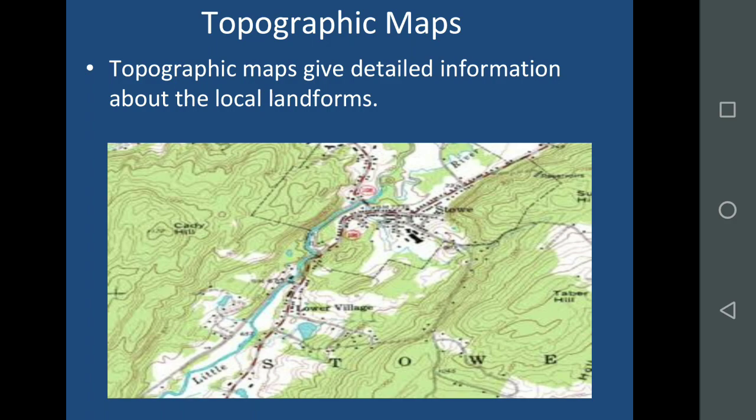Topographic maps give detailed information about the local landforms, streams, rivers, canals, railway tracks, etc., of a smaller area. These maps are based on an accurate survey of land and hence are used by civil engineers who are involved in building of roads, bridges and other structures.